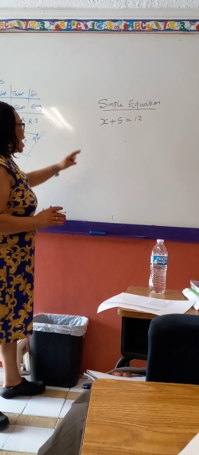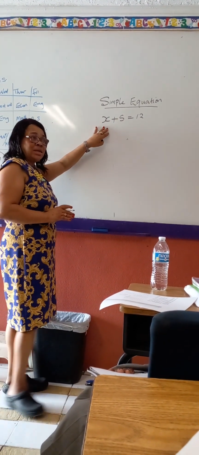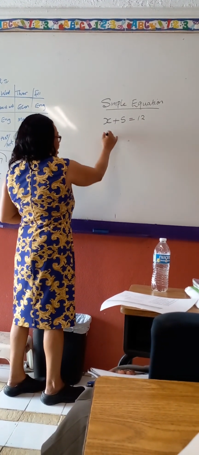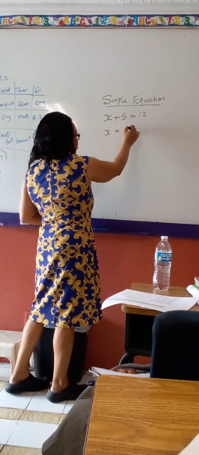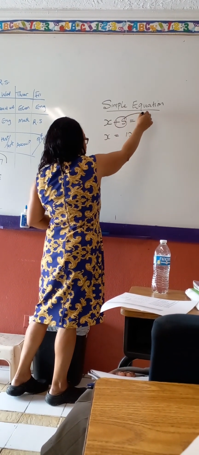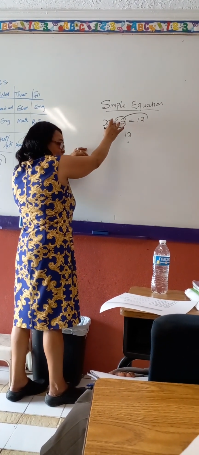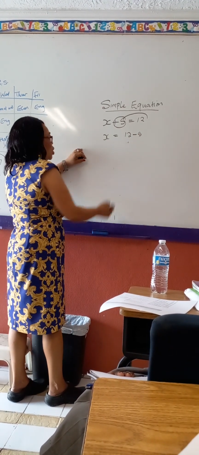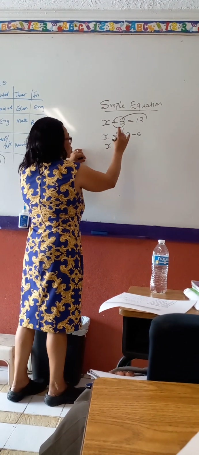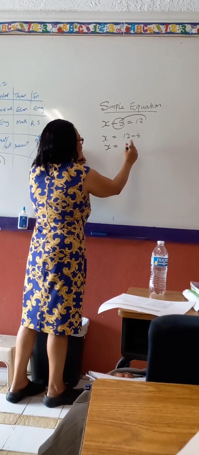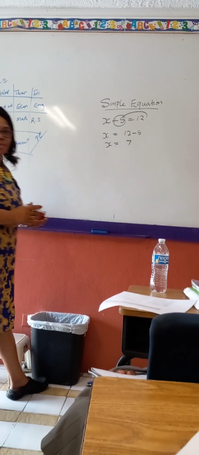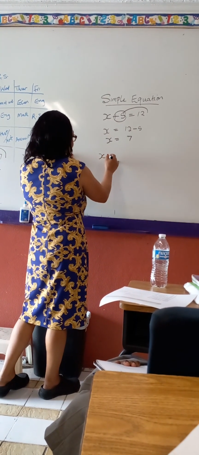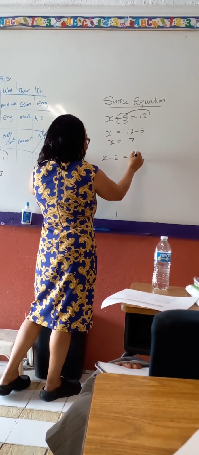What am I doing? I am grouping x on one side, numbers on the other side. So x equals 12, and I am bringing over this 5. It changes the sign, so it becomes 12 take away 5. Now I have x equals 12 take away 5, which leaves me with 7. No problem. Simple.